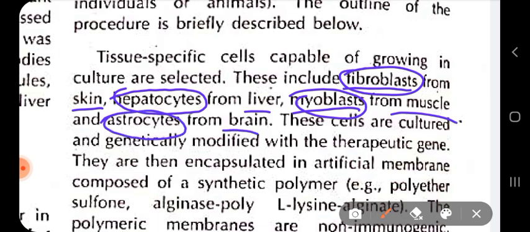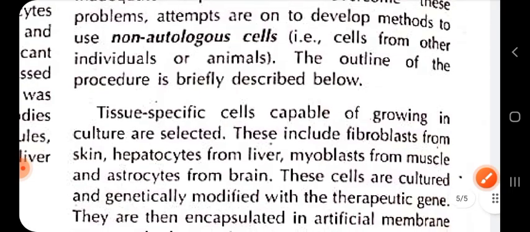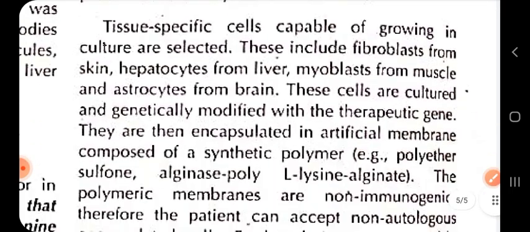So these fibroblasts, hepatocytes, myoblasts, and astrocytes can be used as non-autologous cells. They can be used as non-autologous cells for gene therapy.